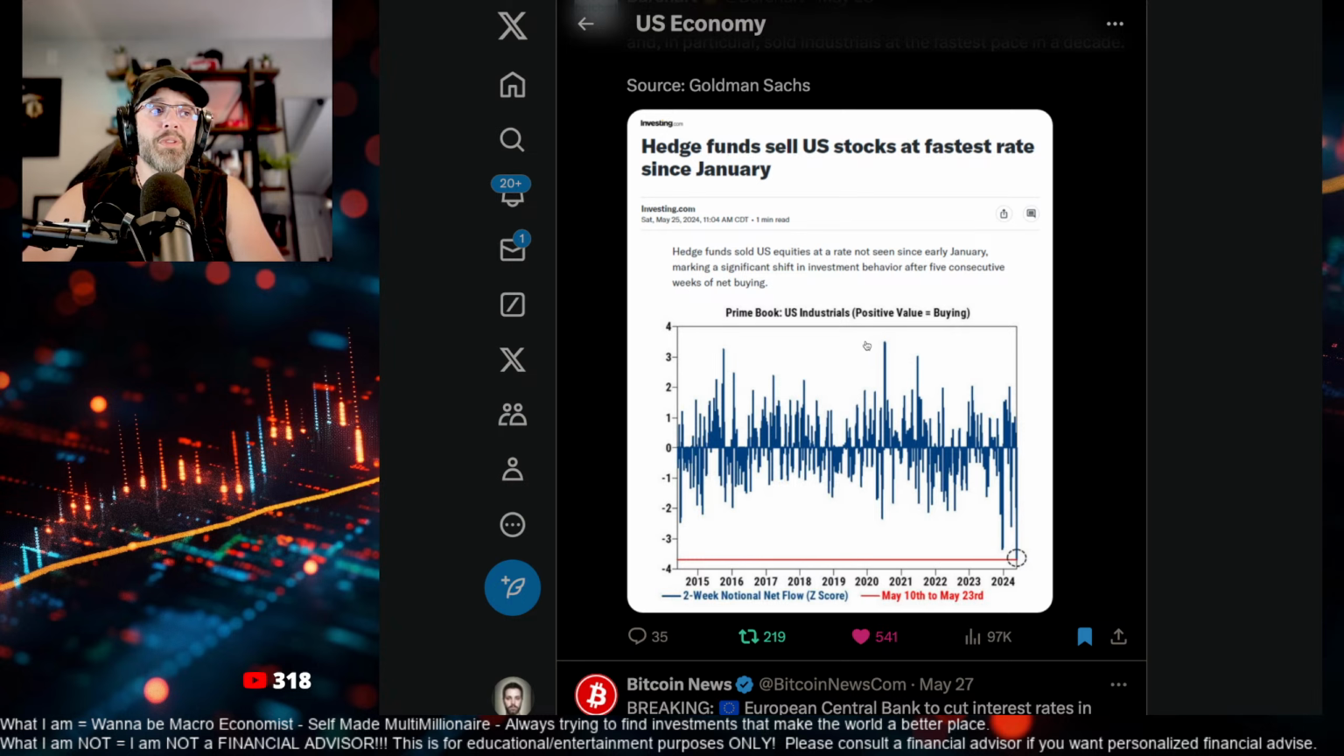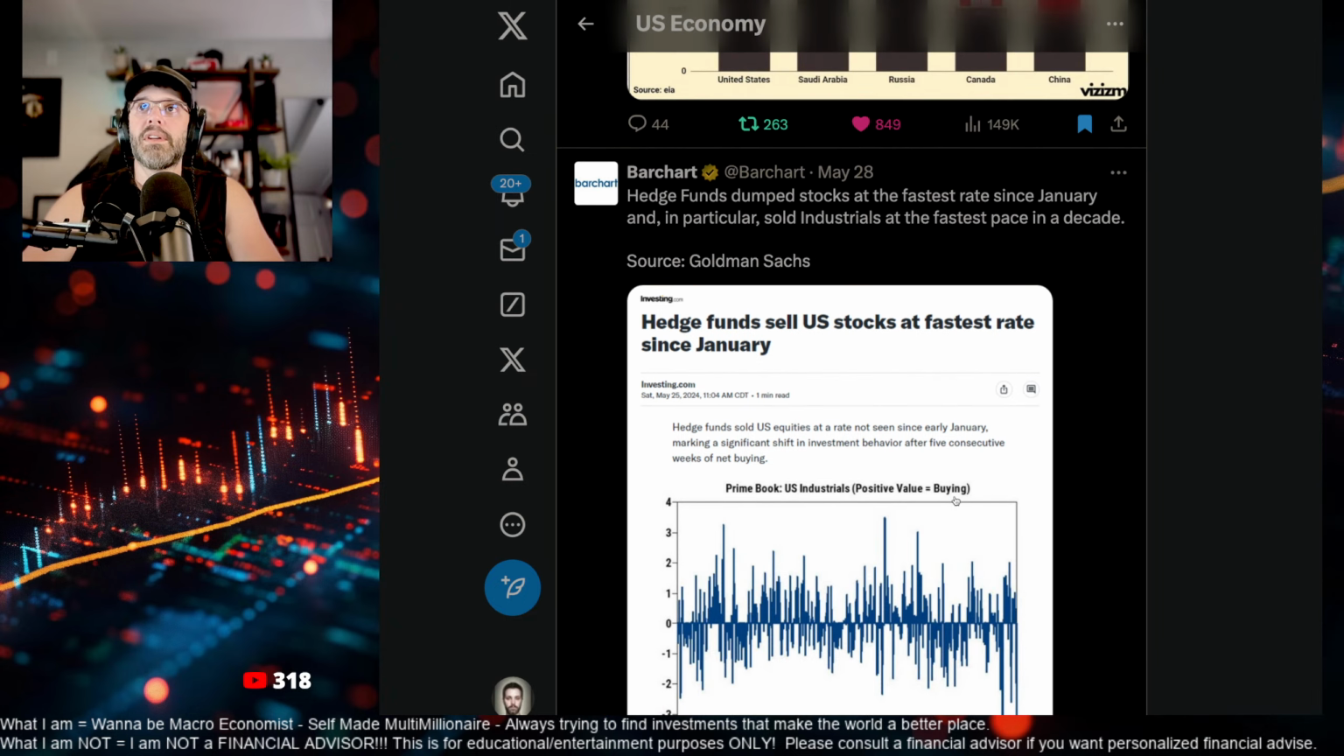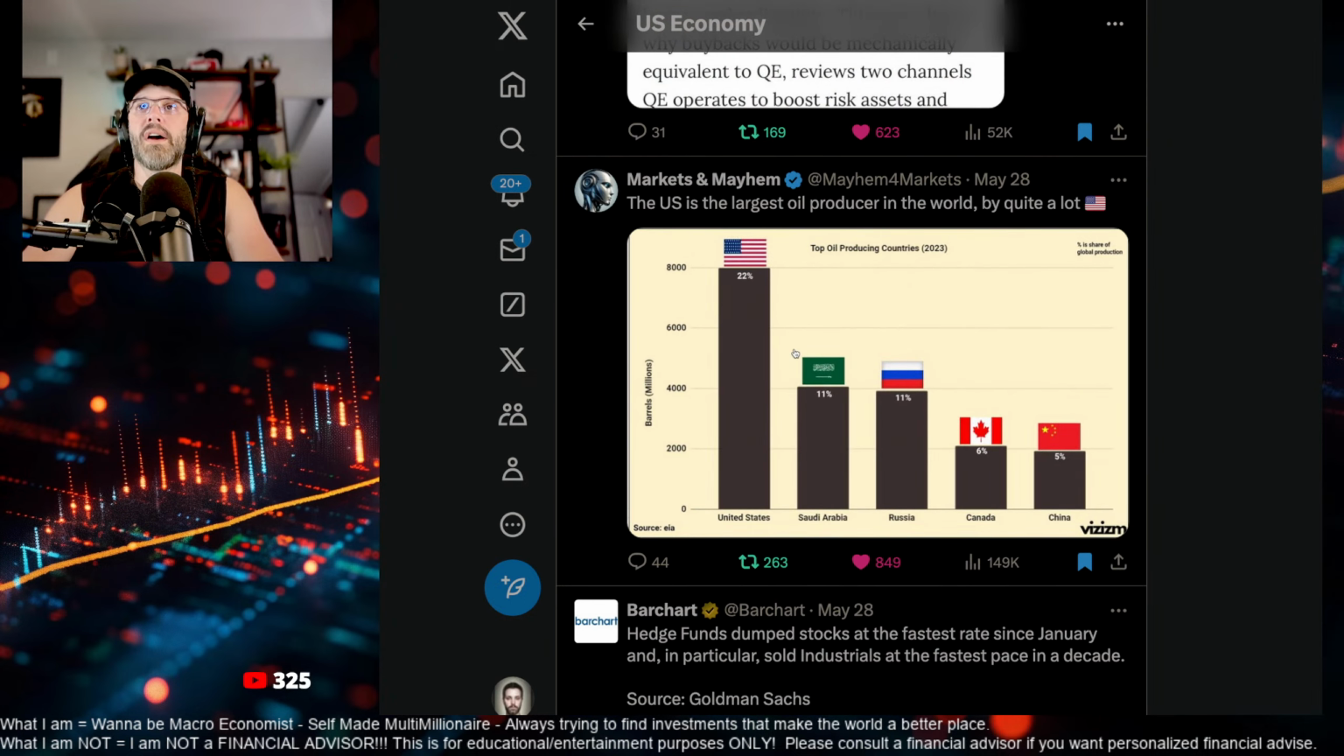Hedge funds can be really stupid, though, from my experience. So even though they're selling at one of the highest rates, maybe that's not the right move. We'll see. We'll see. But it's notable, and I wanted to pass it on.